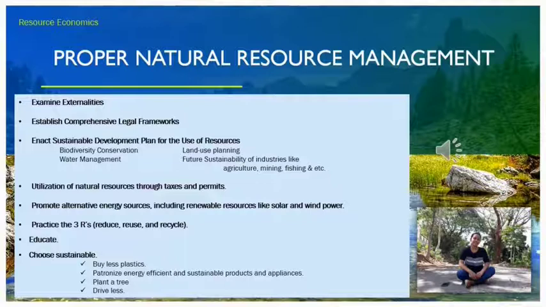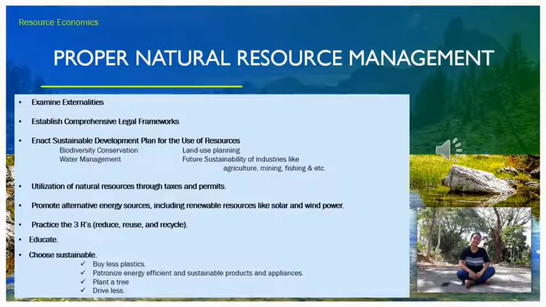Regulate utilization of natural resources through taxes and permits. The government and individual states determine how resources must be used, and they monitor the availability and status of the resources. Promote alternative energy sources, including renewable resources like solar and wind power. Reducing our reliance on non-renewable resources and expanding our renewable energy usage is one of the keys to allocating our resources sustainably. Practice the three R's.